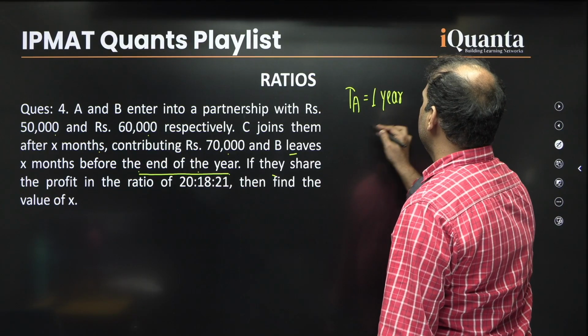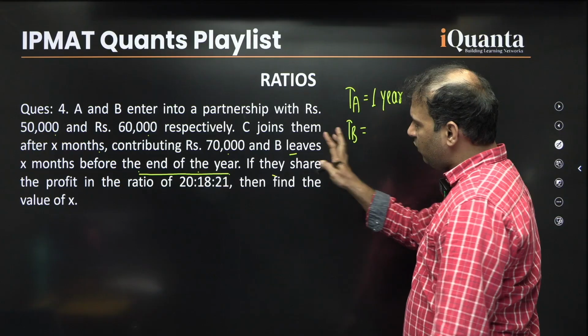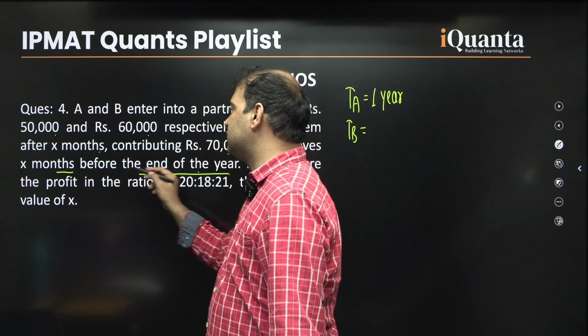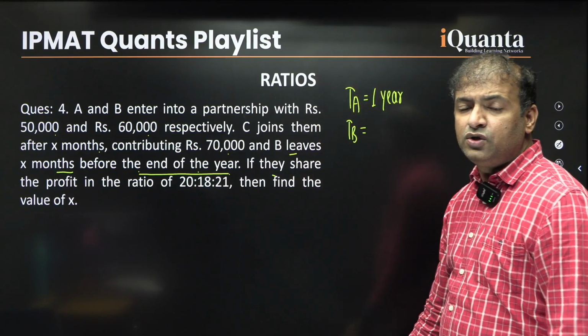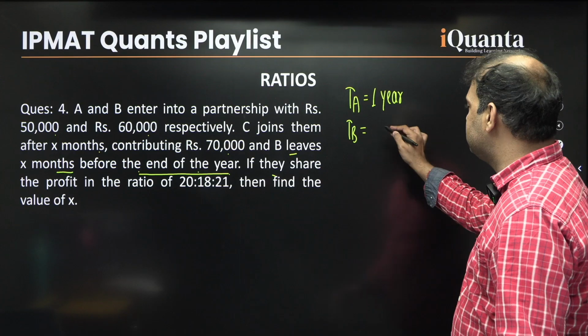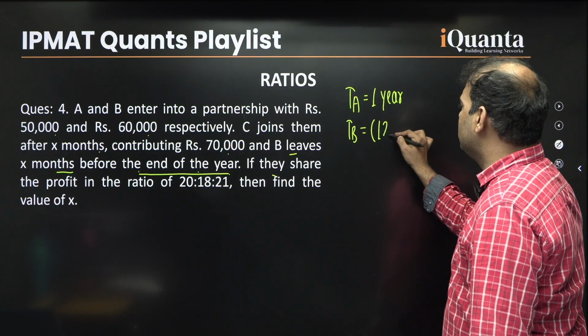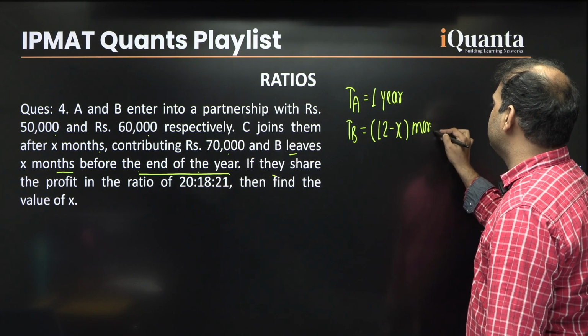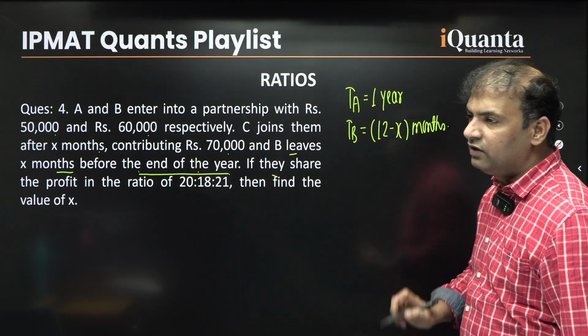Okay guys, what about Mr. B? Mr. B was there from the beginning, but Mr. B has left the business X months before the year ended. So 1 year means obviously 12 months. That means he had invested the money for 12 minus X months, right guys? B invested for 12 minus X.